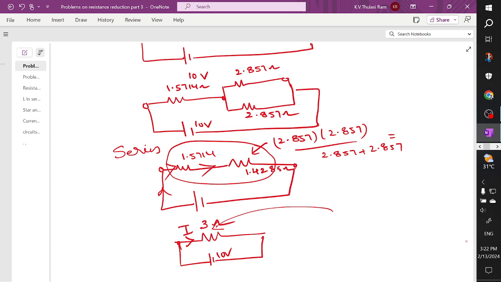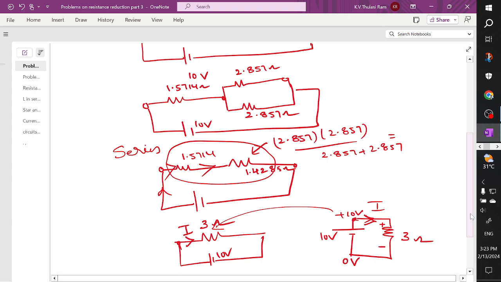Already you can see here I am redrawing it. So I have a voltage source of 10 volts, and the equivalent resistance is 3 ohm, and I want to find the current I of the network. What is the voltage at this point? 10 volts. And what is the voltage at this point? 0 volts. I want to find the current. Entering terminal is positive, leaving terminal is negative.